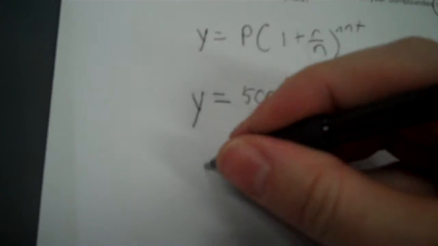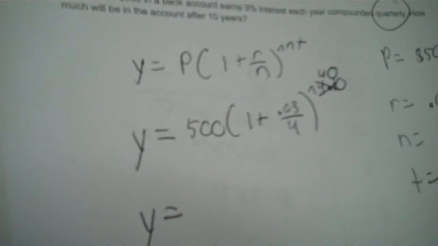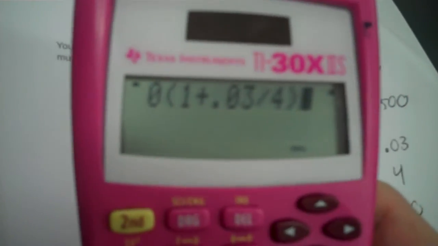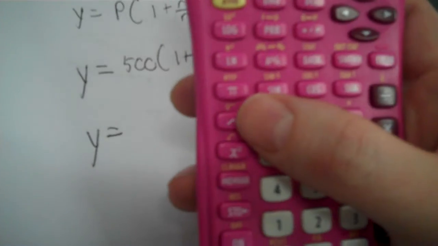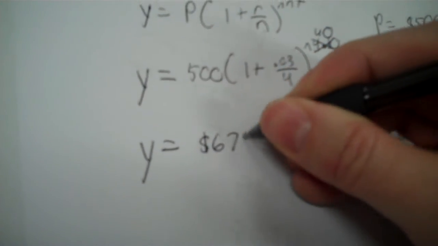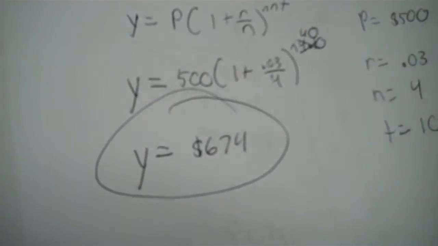Now, you can solve this if you just plug this into the calculator. 500, parentheses, 1 plus 0.03 divided by 4, then I'm going to need to close the parentheses. And then I raise it to the power, that's this key here, of 40. So they're going to have $674 by the end of this, at the end of 10 years.